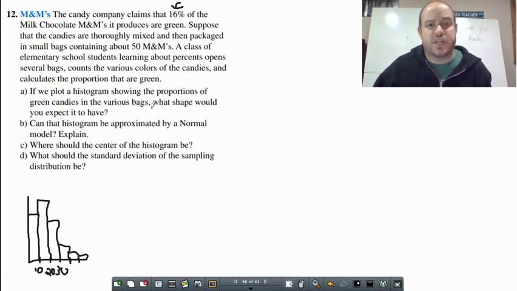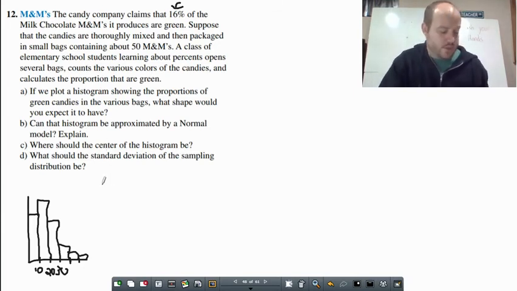So if it asks what shape I would expect it to have, I would define this as being skewed right. Now, part B says, can this histogram be approximated by a normal model? Well, considering we just said it should be skewed right, probably not. But why? It should be able to be normal by the central limit theorem, but the problem is we actually have not checked our conditions yet.